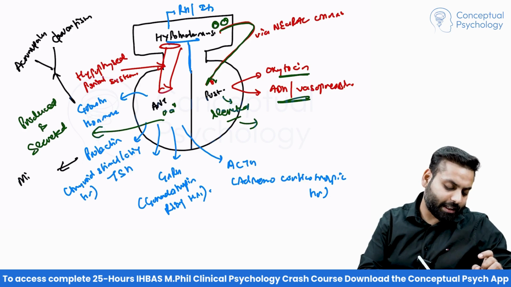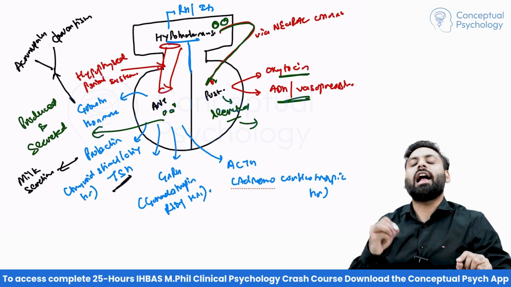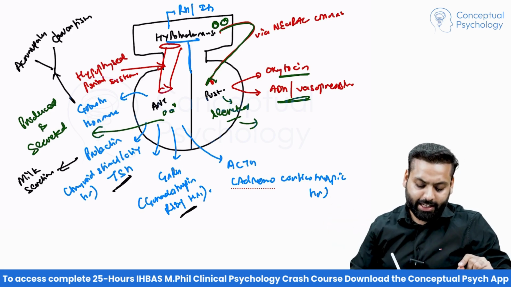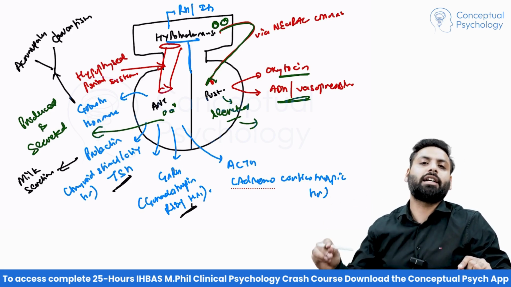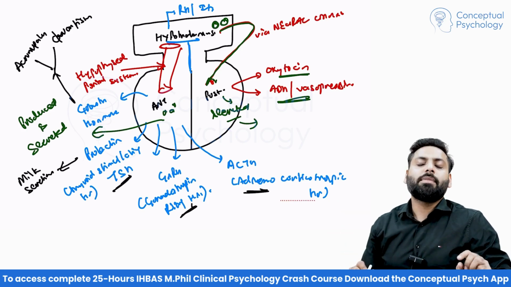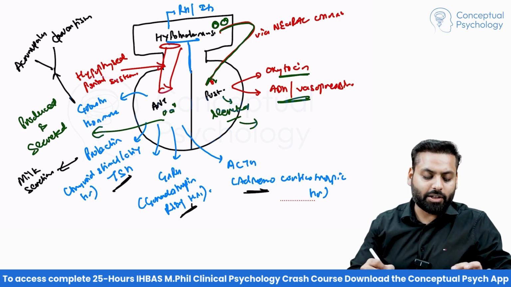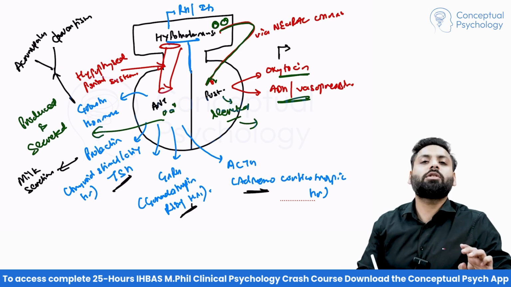Prolactin is for milk secretion in the breast. TSH will go and stimulate the thyroxine. GnRH will go on the gonads and stimulate the release of gonadal hormones. ACTH will go on the adrenal and release the adrenal hormones. Okay. Now, what is the function of oxytocin?